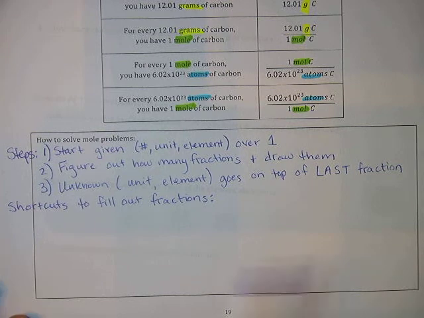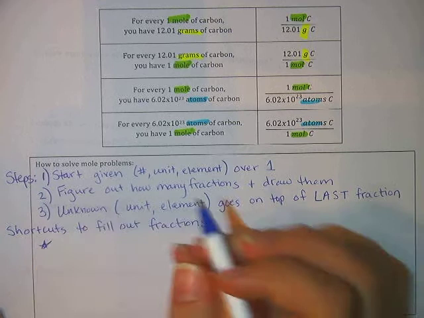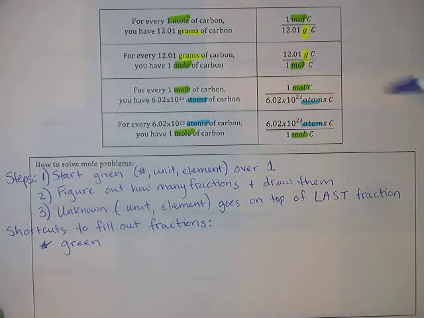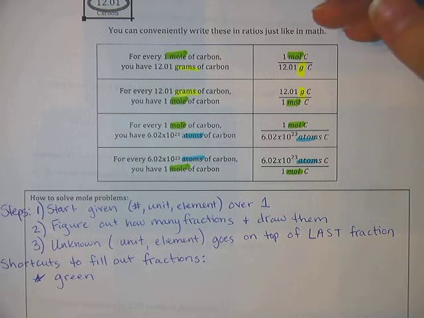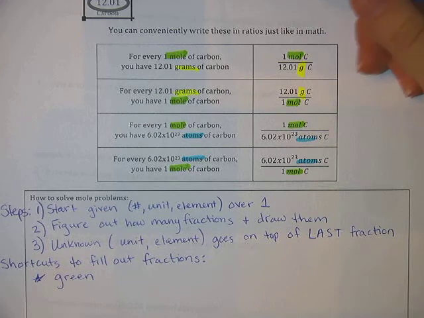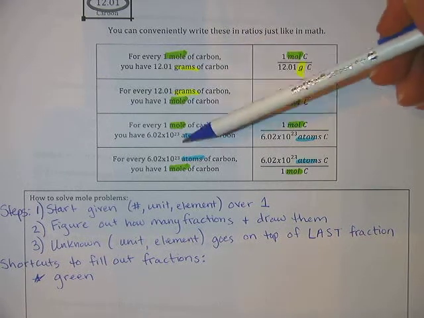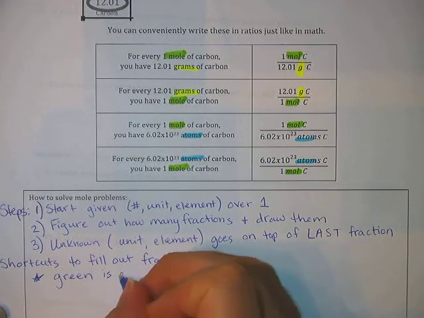Okay. And for these shortcuts, I want you to notice some patterns up here. If you look at everywhere that we colored green up here, what do you notice pretty much all the greens have in common? It was the word mole, of course. How many moles? Pretty much everywhere we had green, it is 1 mole. So that's a little shortcut to keep in mind. If you have green, it's always 1 mole.